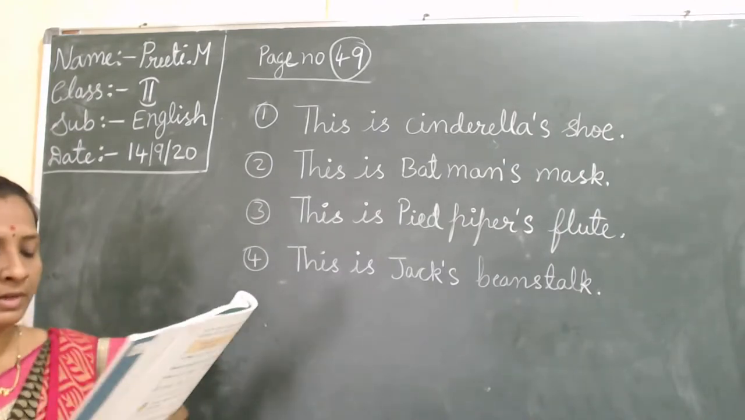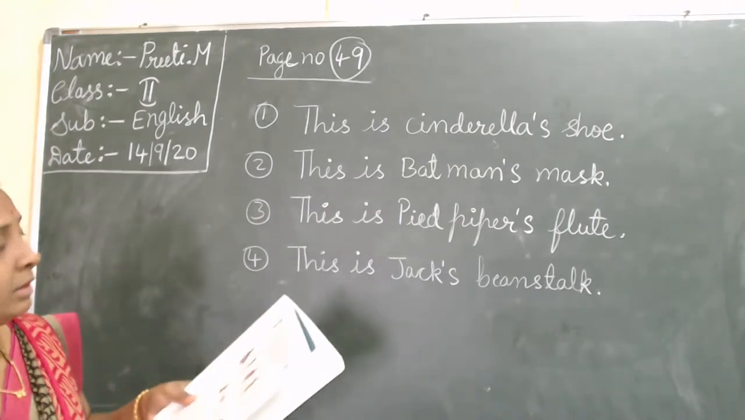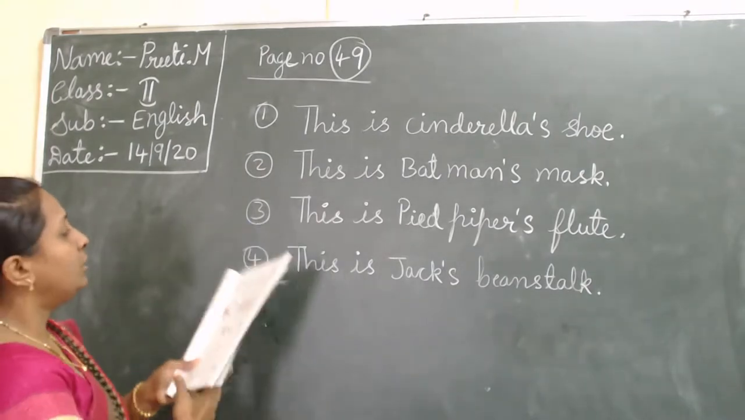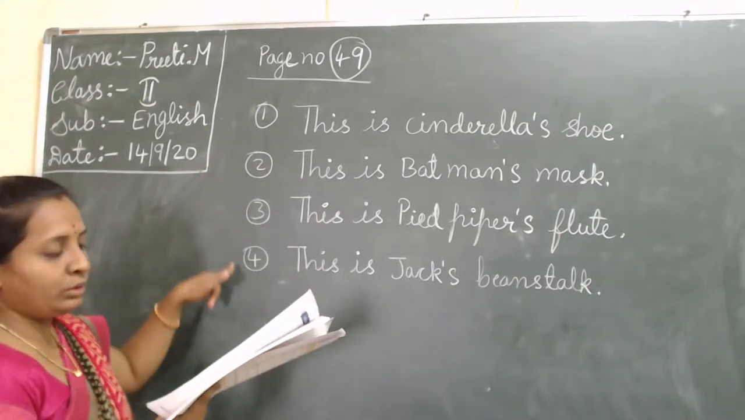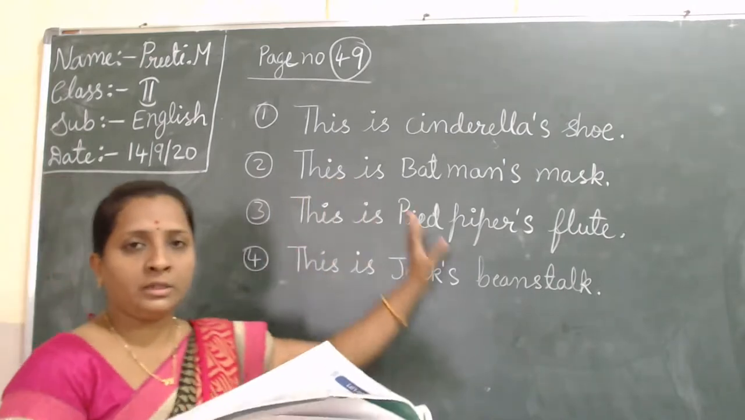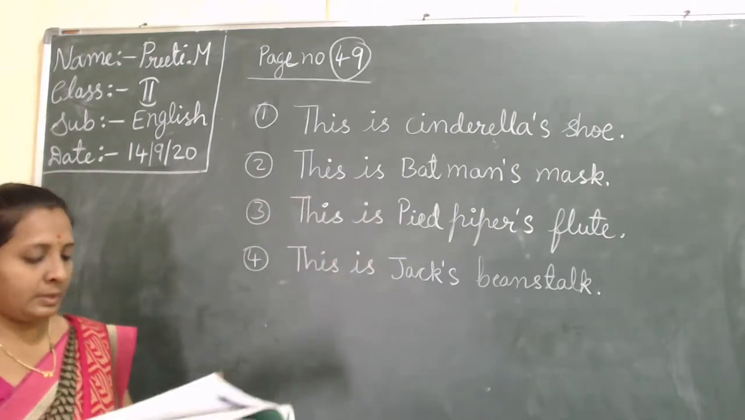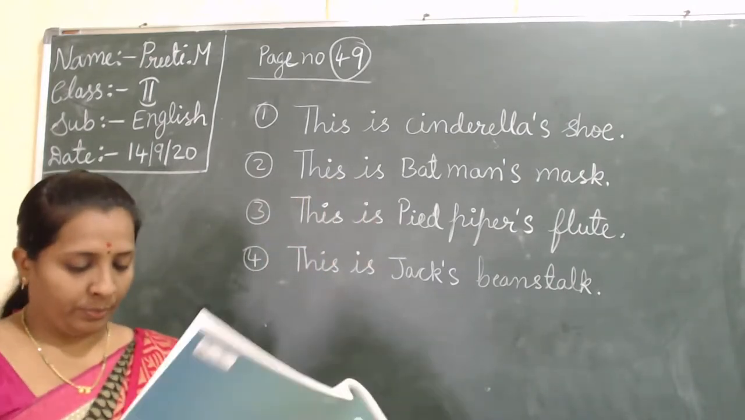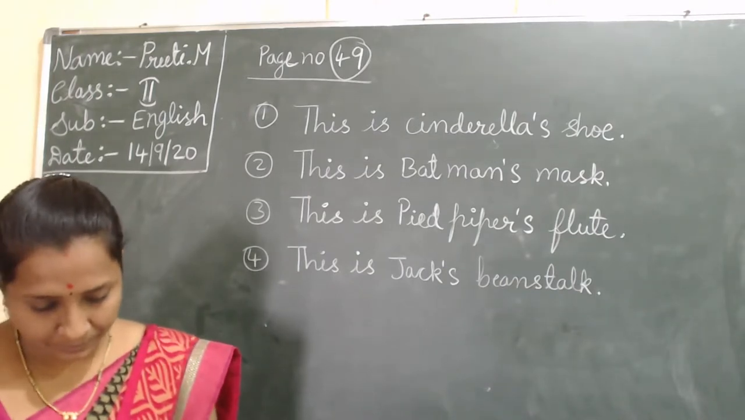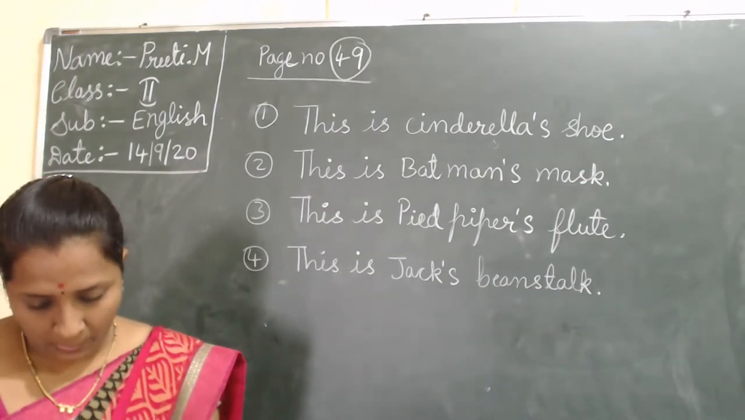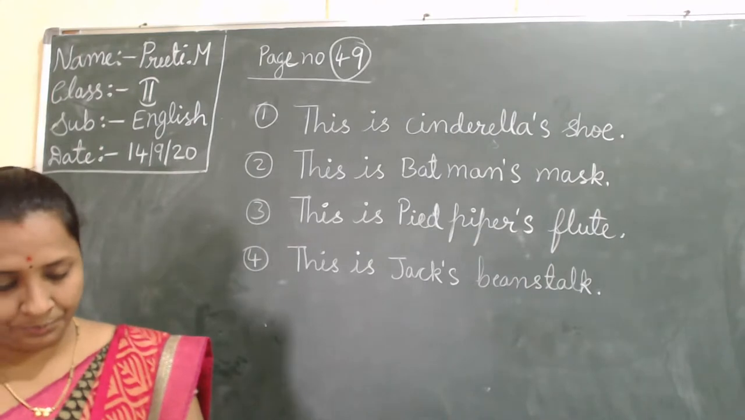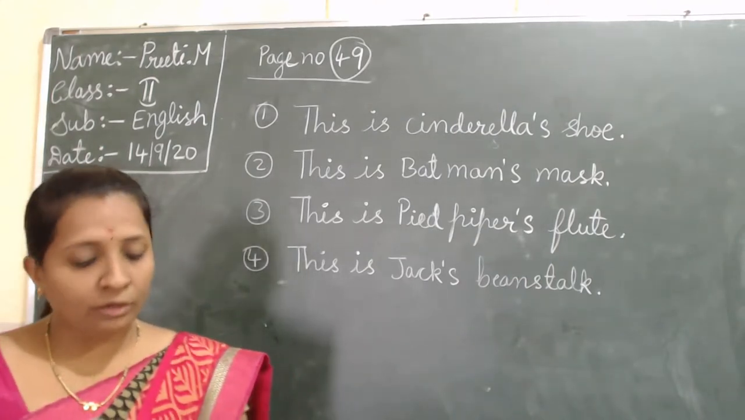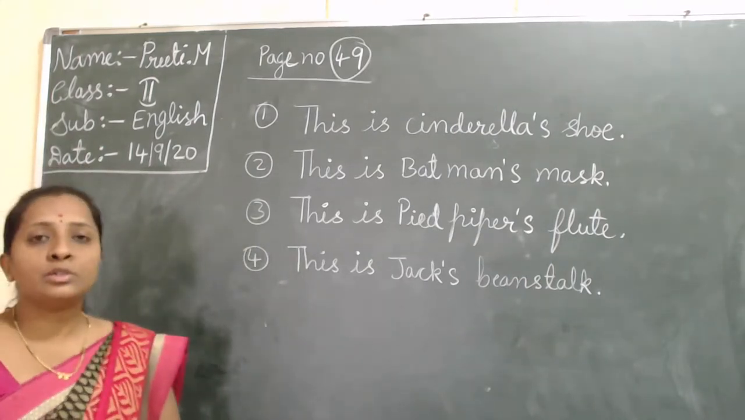The first one they have given in the example, and the remaining four characters are there. They have given the numbers 1, 2, 3, 4 in front of them. You should write. Write down, children. Write down in your studio book.